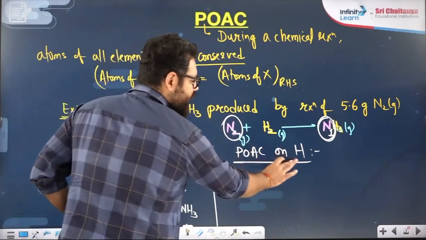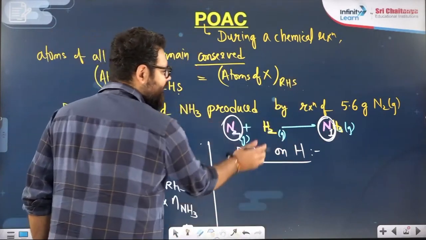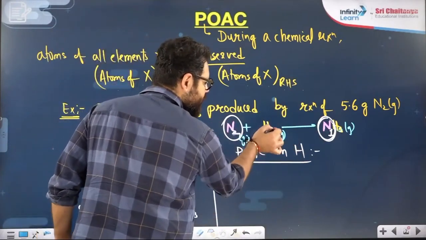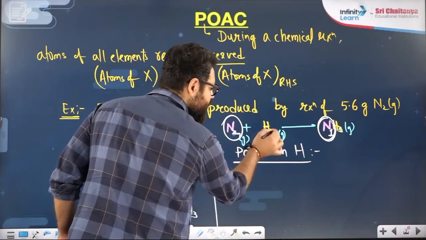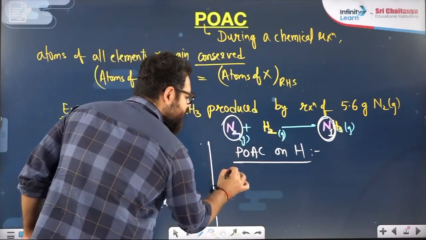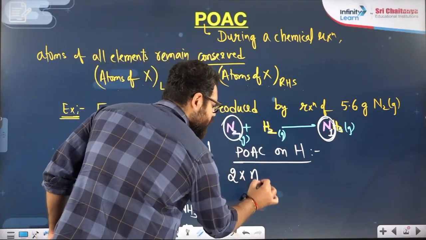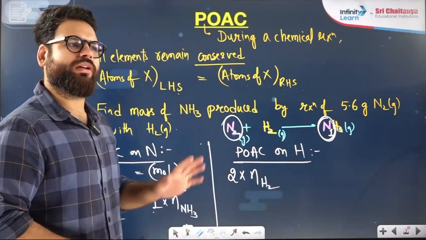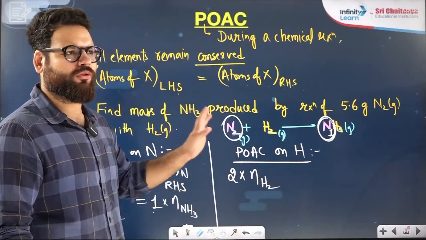Same way, POAC of hydrogen. All of you see here again. Left hand side, hydrogen, there are 2 hydrogens in H2. So I will say 2 times moles of H2. These are the hydrogen atoms on the left hand side, 2 times moles of H2.